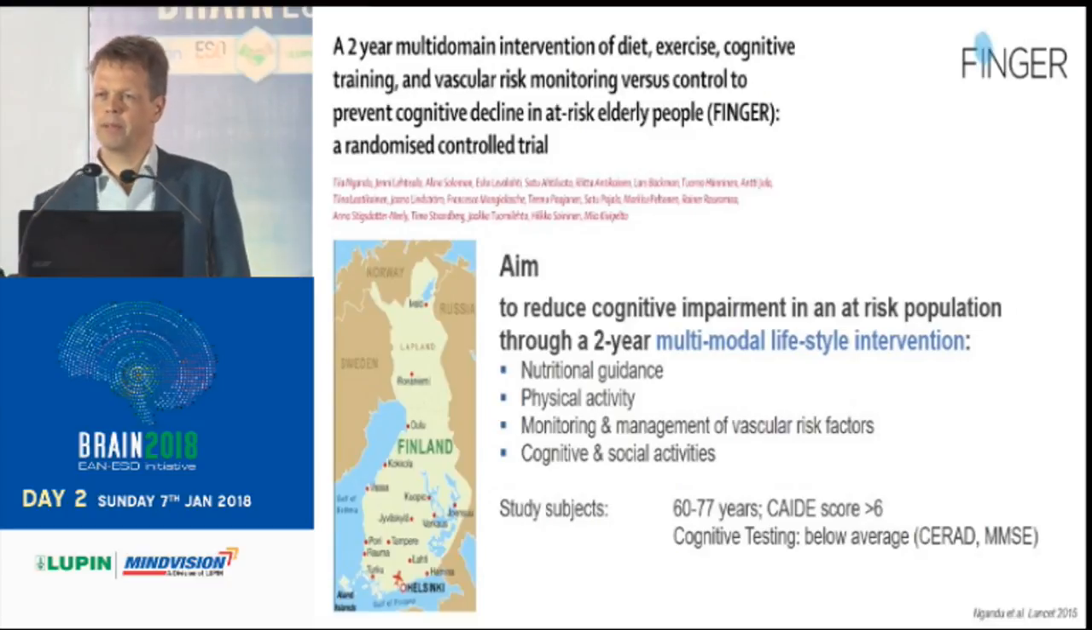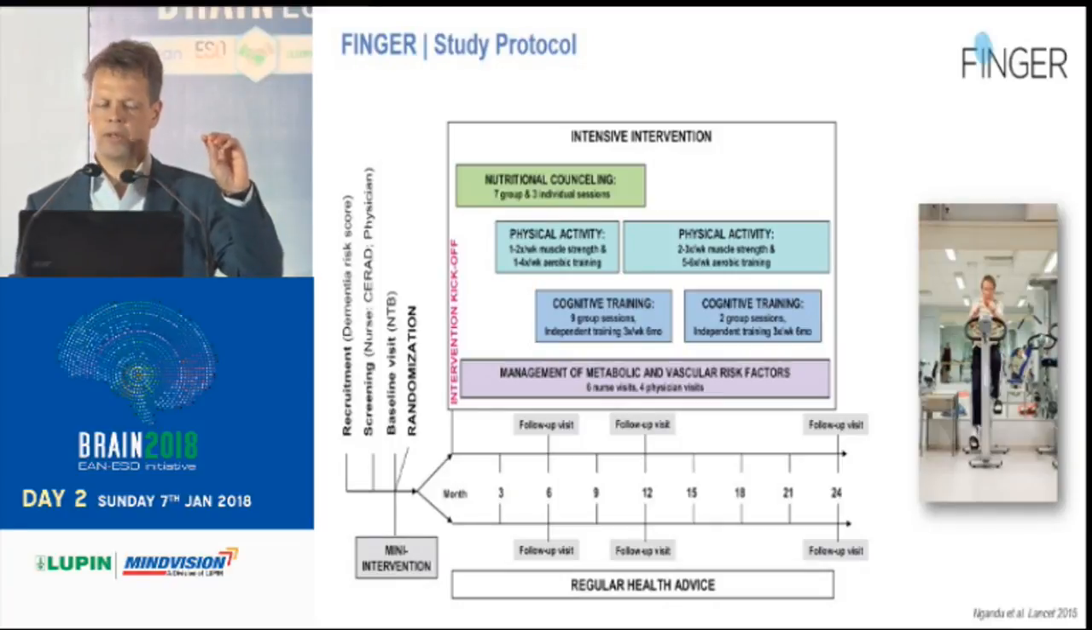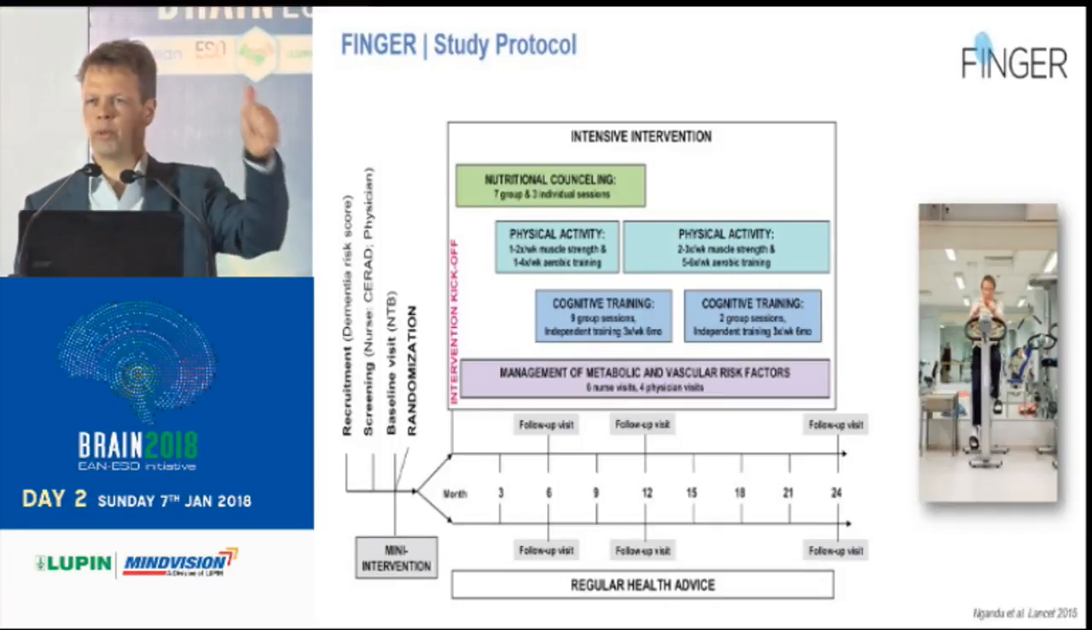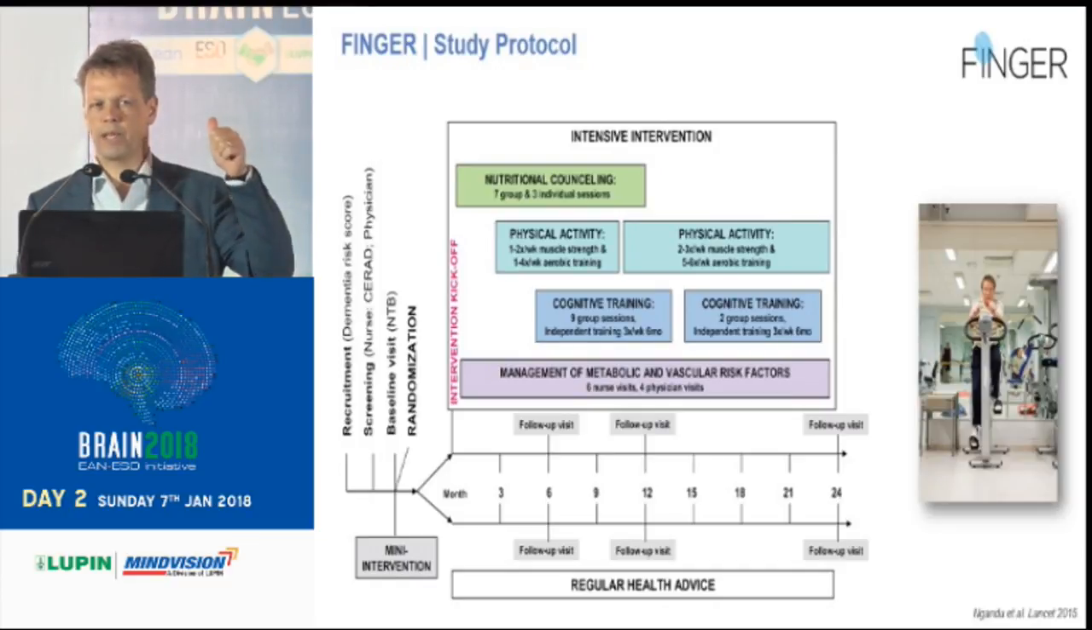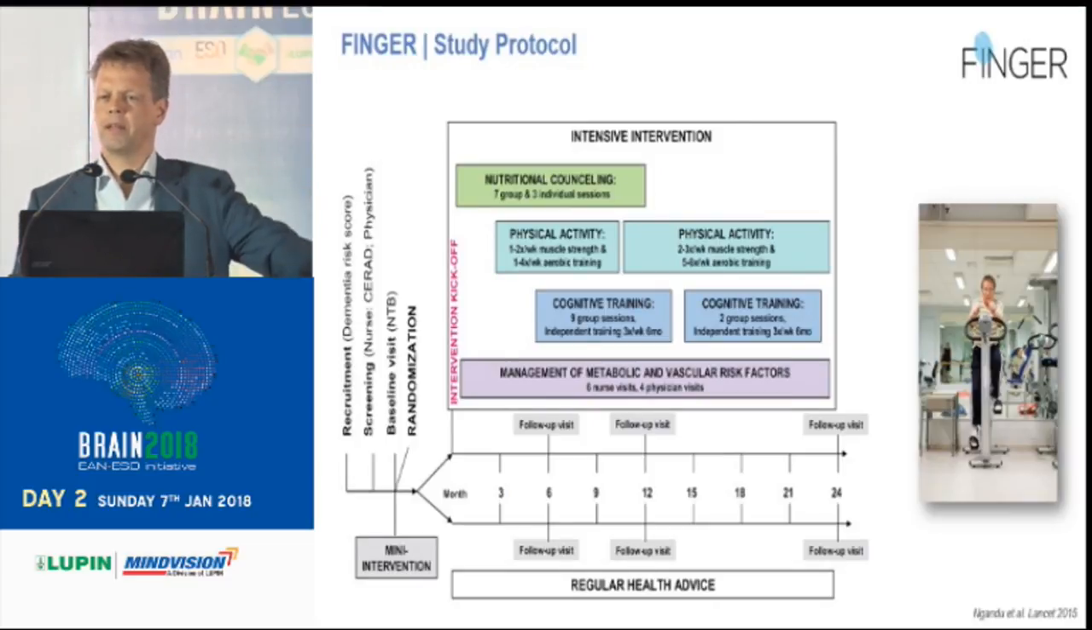So here's what happened. Individuals were randomized either to see a doctor, who at the outset told them how important it is to keep control of weight, do regular physical exercise, control vascular risk factors, engage in social and cognitive activities, and live a healthy life. Then this patient was sent back to the family practitioner and followed for 24 months.